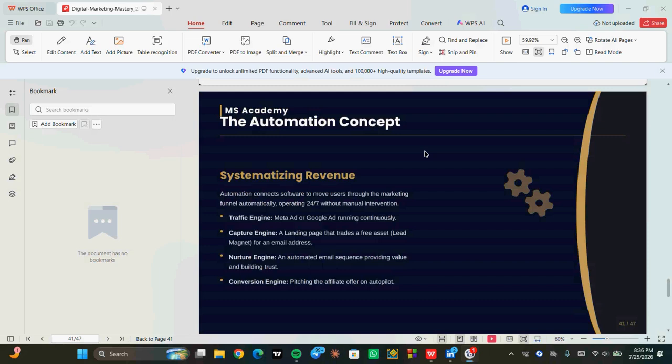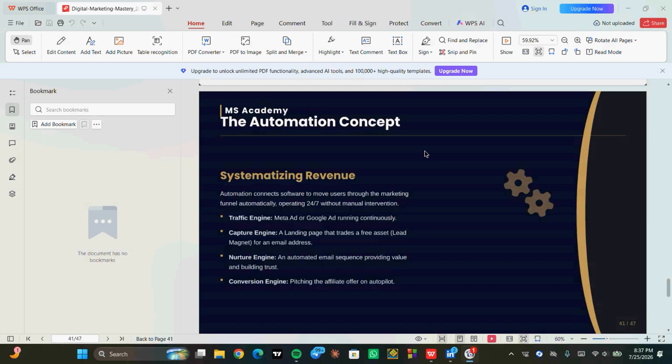Now there's the nurture engine. This is an automated email sequence that continually provides value and builds trust with your subscribers. It builds trust with your subscribers and provides value through an automated email sequence.